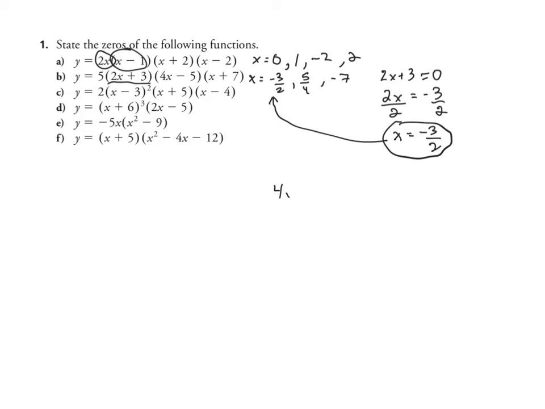So 4x minus 5, if we want that to equal 0, you're going to say, well, 4x has to equal 5. Add 5 to both sides. Divide both sides by 4. X has to equal 5 over 4. So that's how you would do that.